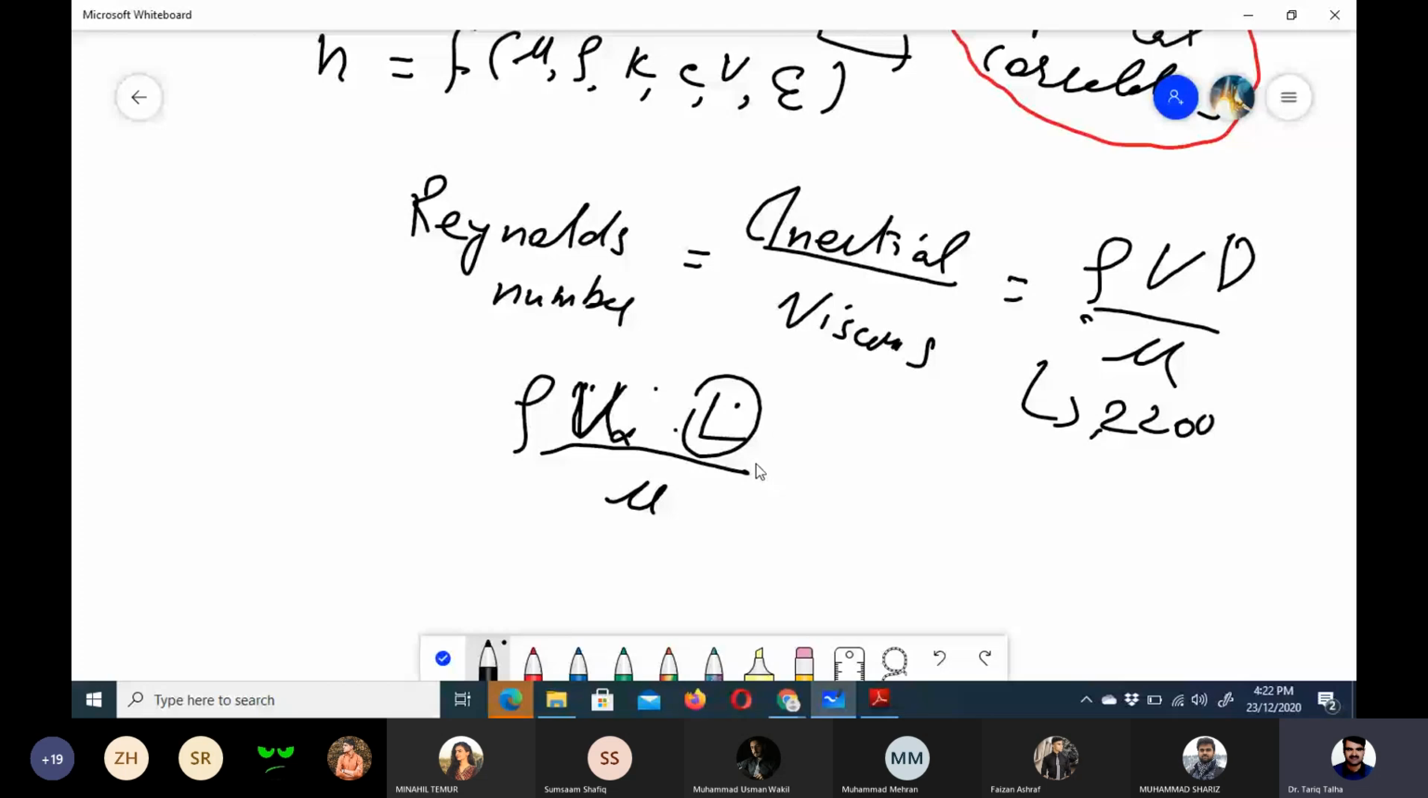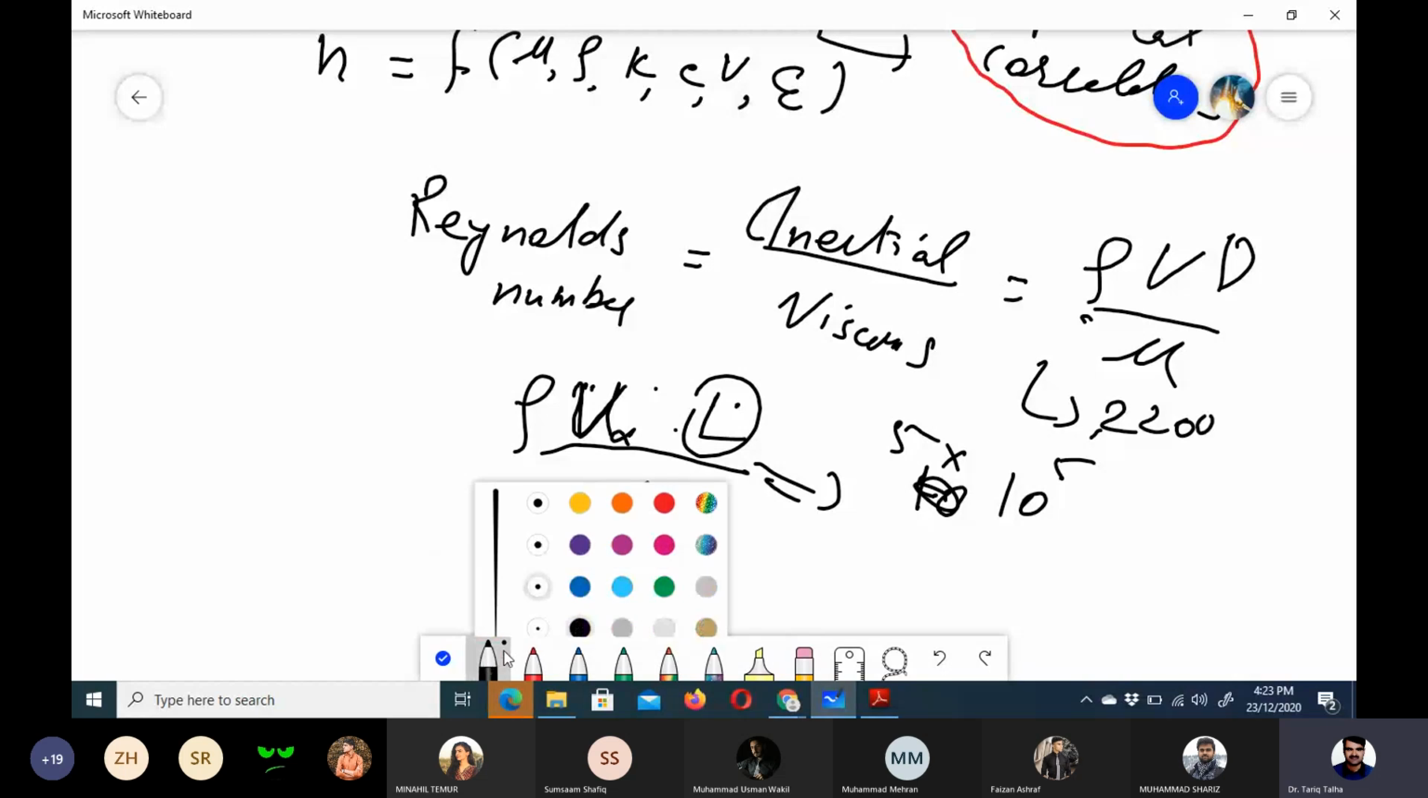For the external flow, the critical Reynolds number is around 5 times 10 to the power 5, which is half a million. So you can see easily that for the internal flow, which is pipe flow, the critical Reynolds number below which the flow would be laminar is 2200. But for the external flow, it is half a million. Okay, so it all depends upon the geometry and type of flow. So that is one parameter.